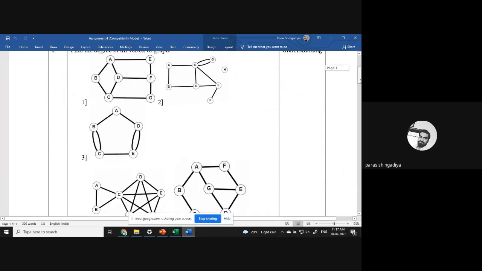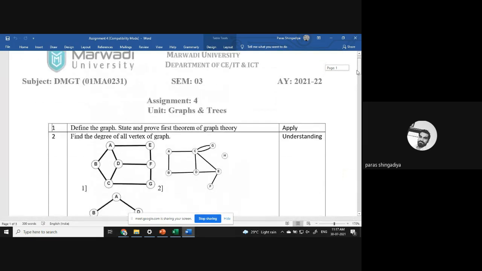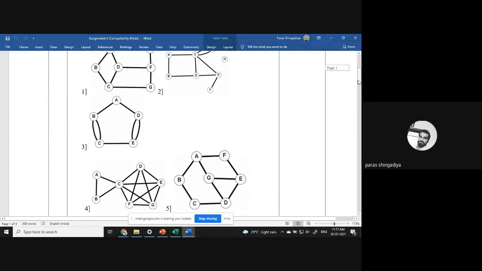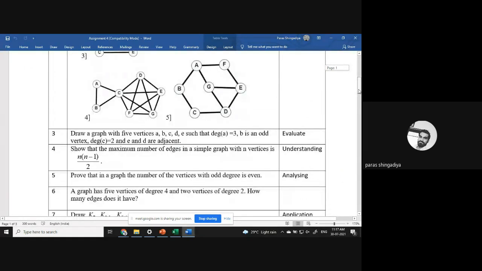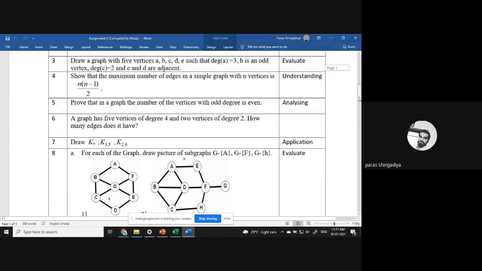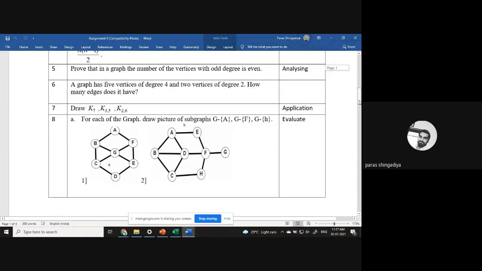Okay, nice. So question number 1 is one theorem, then question 2 is the degree of the vertex. Question number 3 is one graph you have to draw. 4 and 5 are another two theorems. And 6 is one example to find the degree. In 7 you have to draw the complete graph and the complete bipartite graph. And now question number 8.